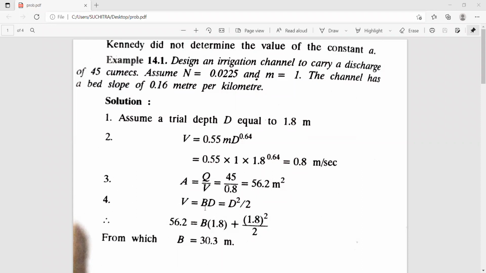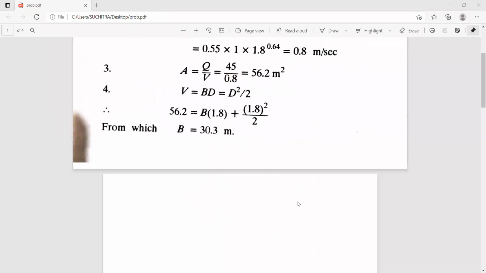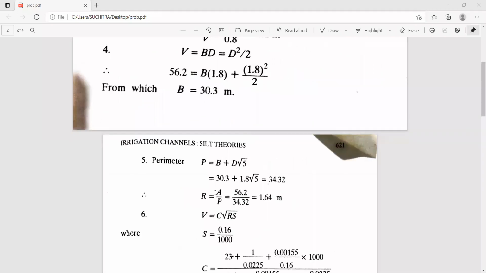Area we know it as BD plus D square by 2. So thereby you will get the bed width of the channel as 30.3 meters. So this is the fourth step wherein you have to calculate the bed width of the channel. Now, next we have to calculate the perimeter of the channel. So perimeter of the channel is given by the equation P is equal to B plus D root 5. So thereby you will get the perimeter of the channel as 34.32.